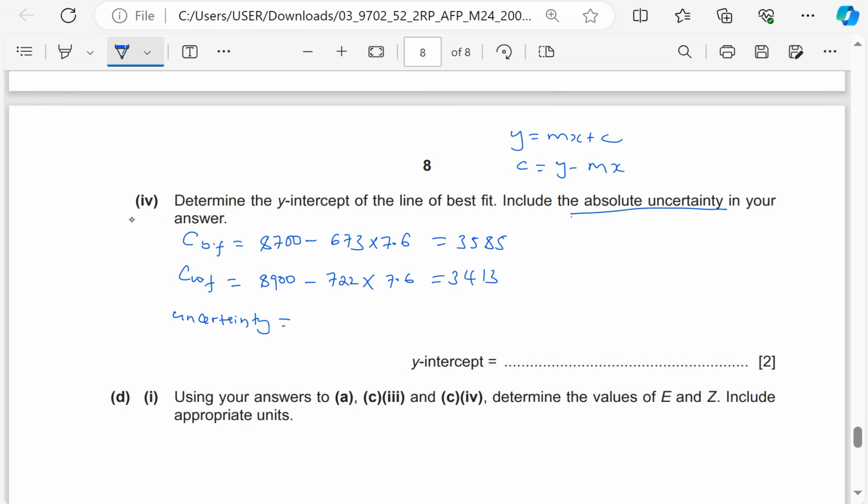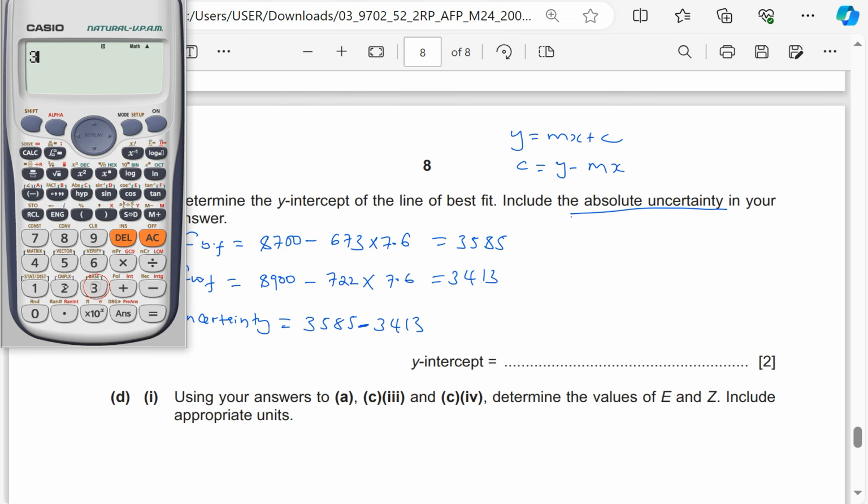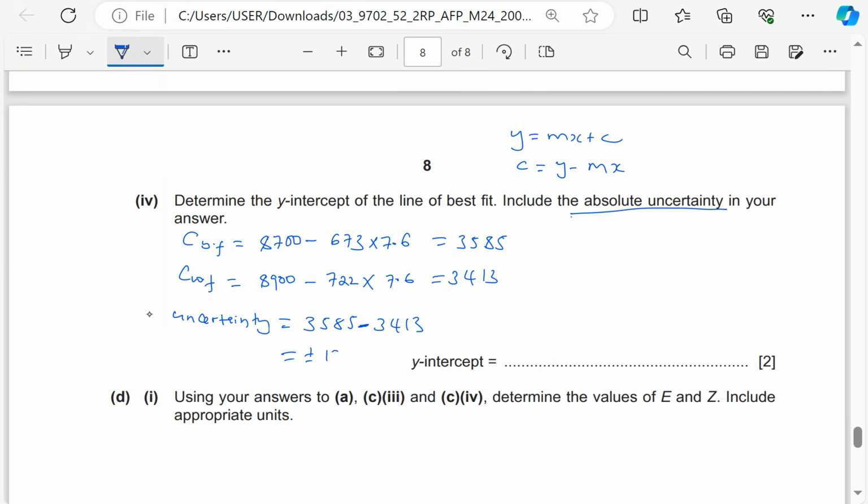is the difference. It is going to be 3585 minus 3413. Don't mind about the biggest, you just want the difference. So it is always highest minus lowest. After all, the uncertainty is plus or minus. So I have 3585 minus 3413. So this is 172. So it means the y-intercept is going to be the best fit value, which is 3585 plus or minus 172.